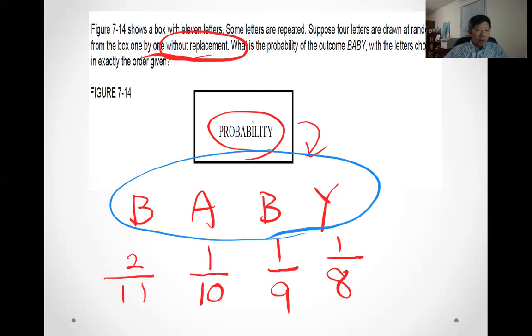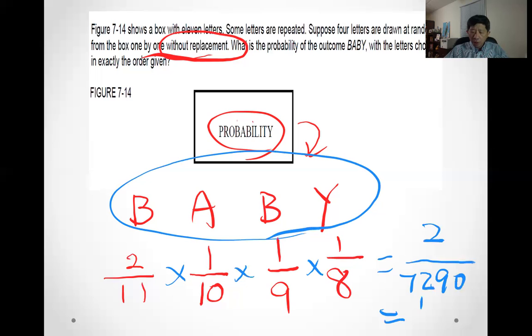All right, so actually we multiply them together, and you should be able to get an answer for this. Multiply them, and you will get 2 out of 7920, and we have to reduce this. Reduced, this is 1 out of 3960. Okay, so this is the chance we can get BABY. This is how likely we are to get BABY.